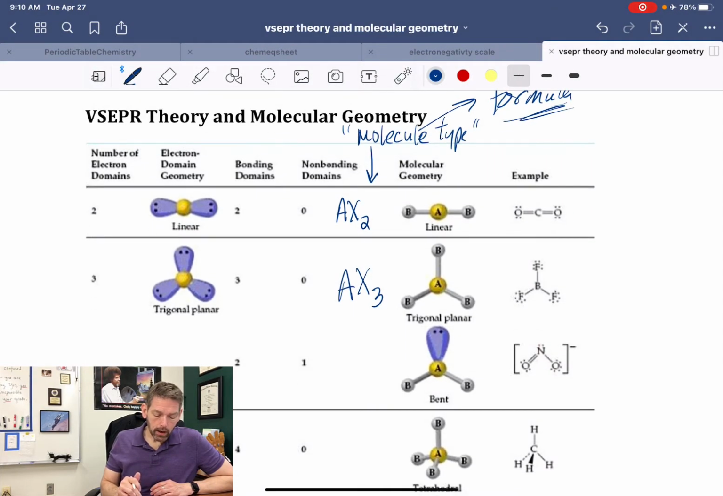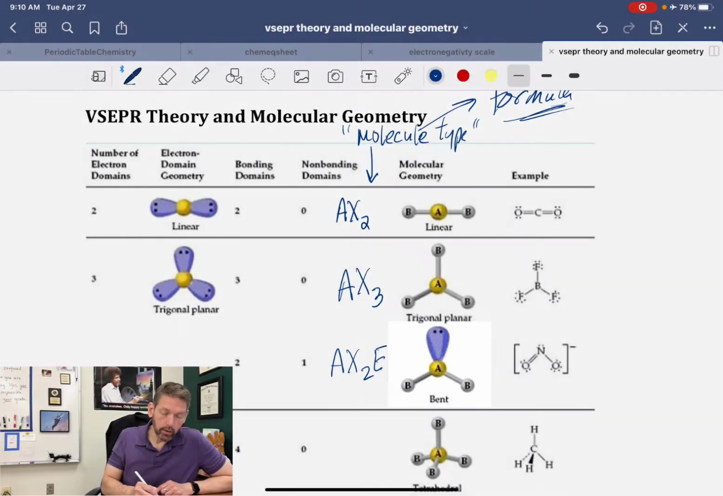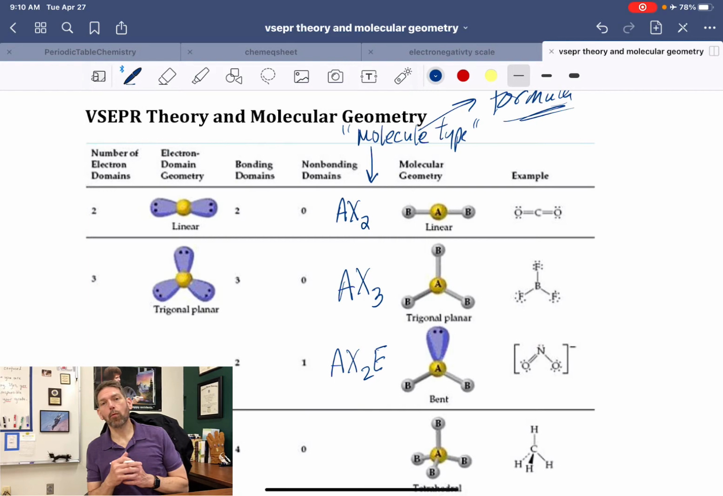And then on the next one down, you'll see that there's an A and 2 B's, so I'm going to go AX2. And then we have that non-bonding region right there, that one lone pair, and we're going to denote that with a capital E. Capital E normally means energy. In here, it's the way to denote the electrons pairing up in a region of space, in that non-bonding domain, and electrons carry energy. I don't know if that helps, but use a capital E for this.